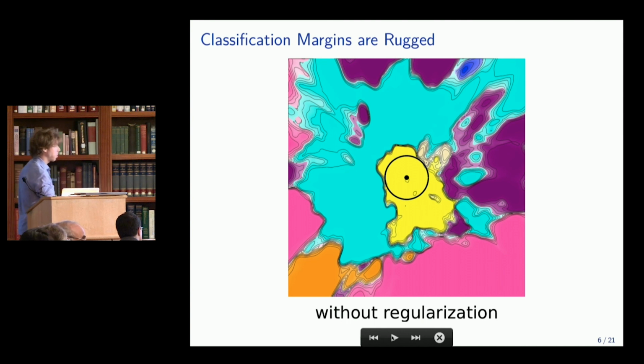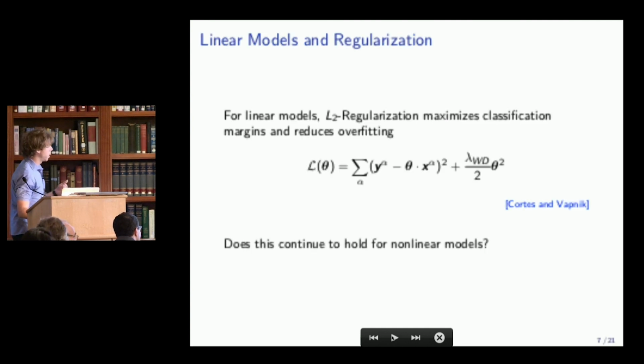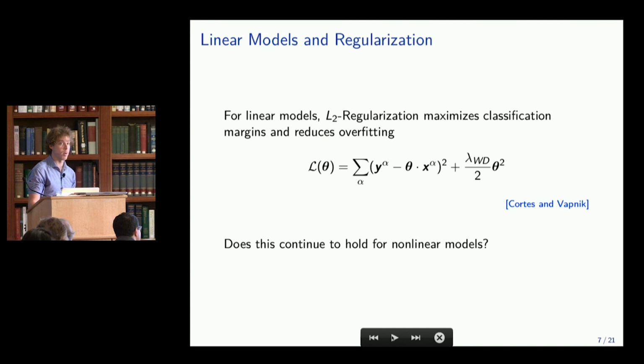And so one way to combat this might be to try to increase the classification margins. For linear models, the way to do this has been known for a while. So L2 regularization, which is the second term in that equation, is known to maximize classification margin as well as reduce overfitting for linear models. So having L2 regularization has both this effect of increasing the classification margins and also reducing overfitting. And this is a result that's been known for, I think, 20-ish years, 25 years. But it's not clear whether this continues to hold for nonlinear models.